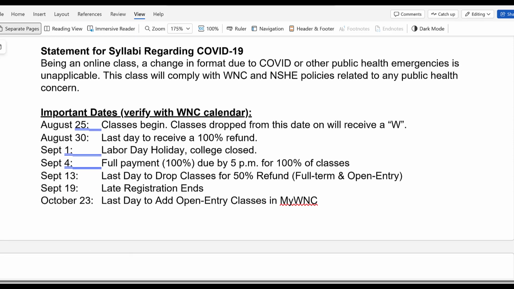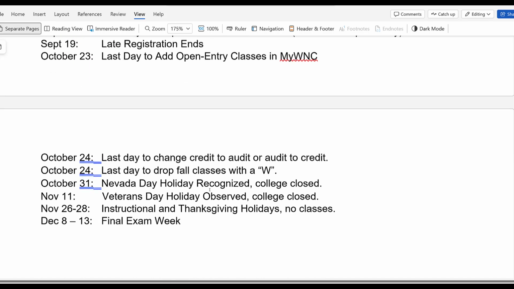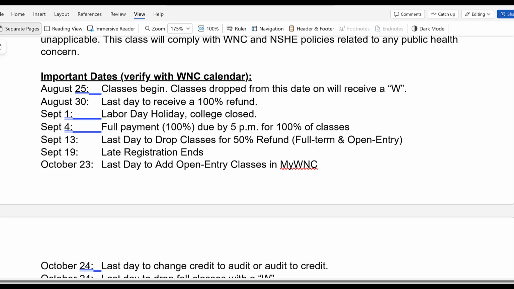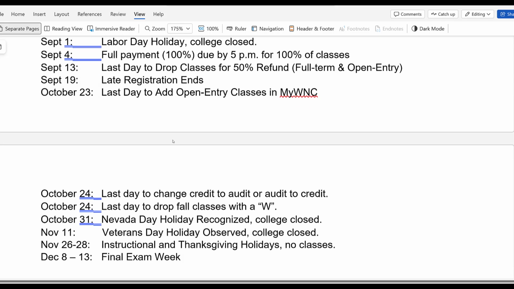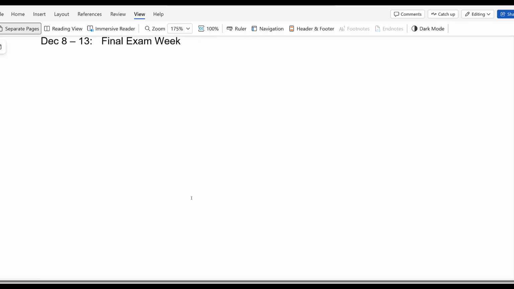So here are important dates for the course down here as well. I would not rely on these for the end-all be-all. I would confirm with the WNC calendar. I could have made a mistake, so this is not like, well, your syllabus said it. I'm trying to be helpful with these, but if some changing event has to occur based on these dates, make sure it's accurate with the WNC calendar.